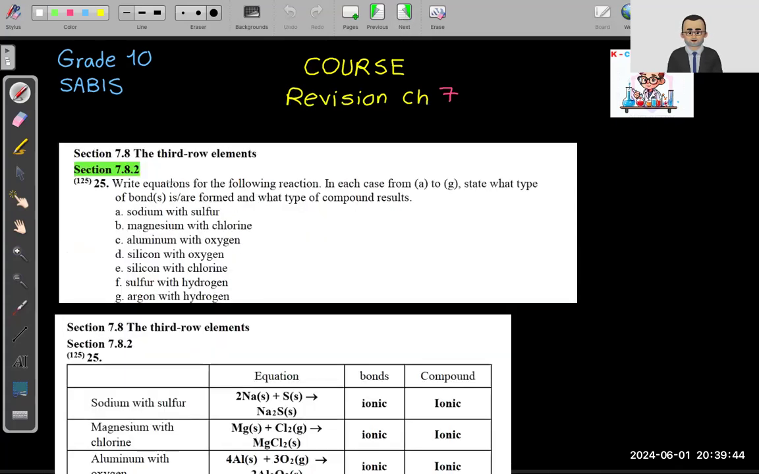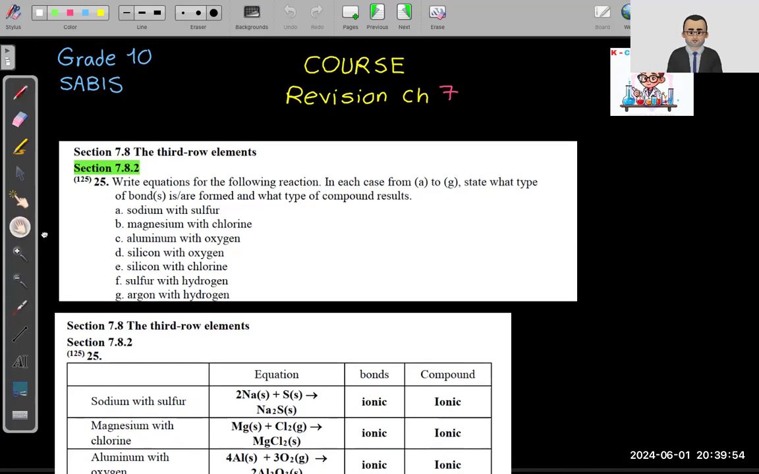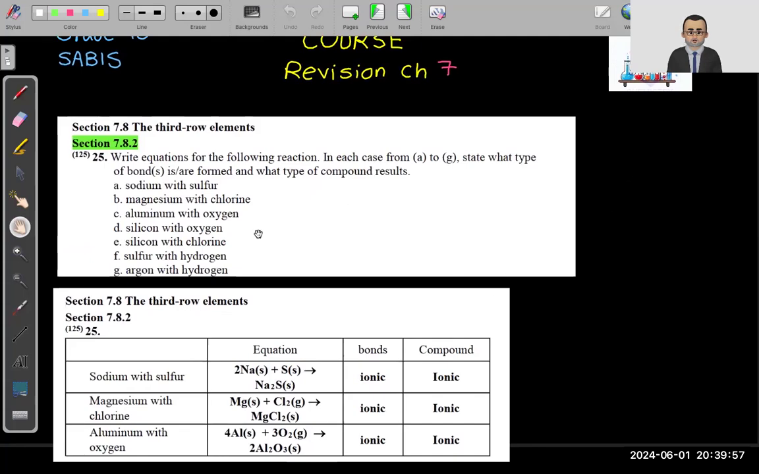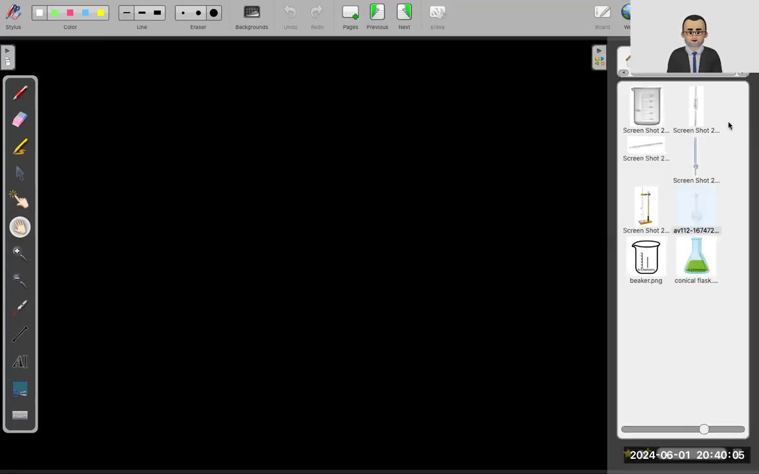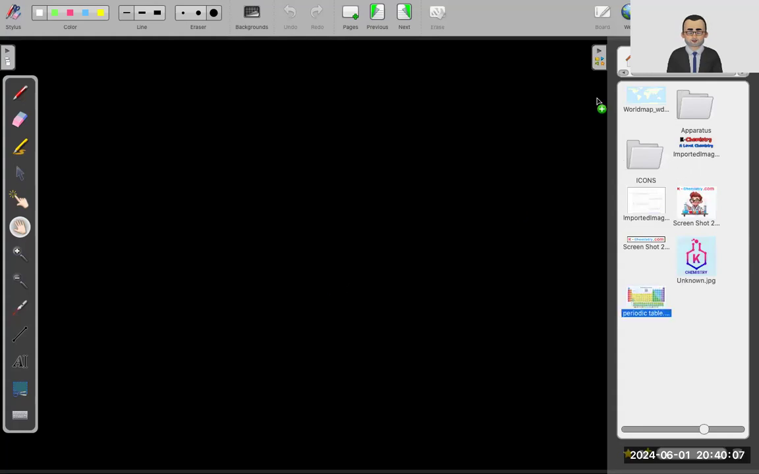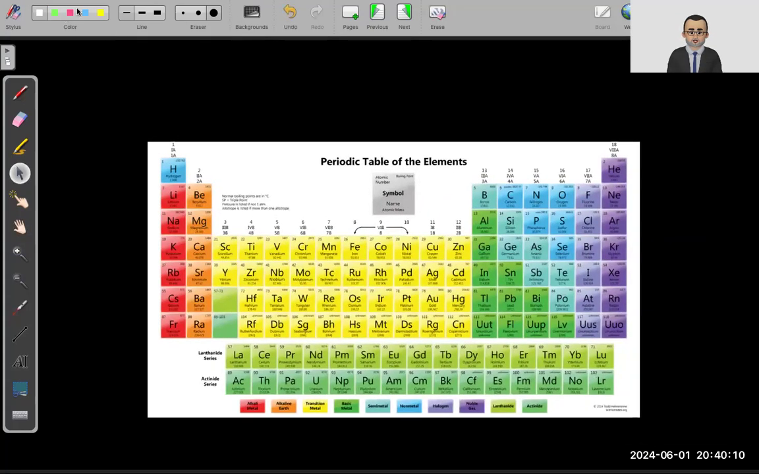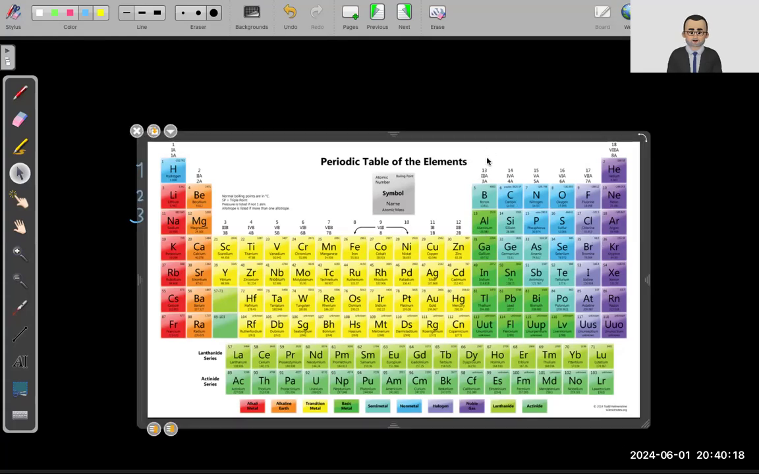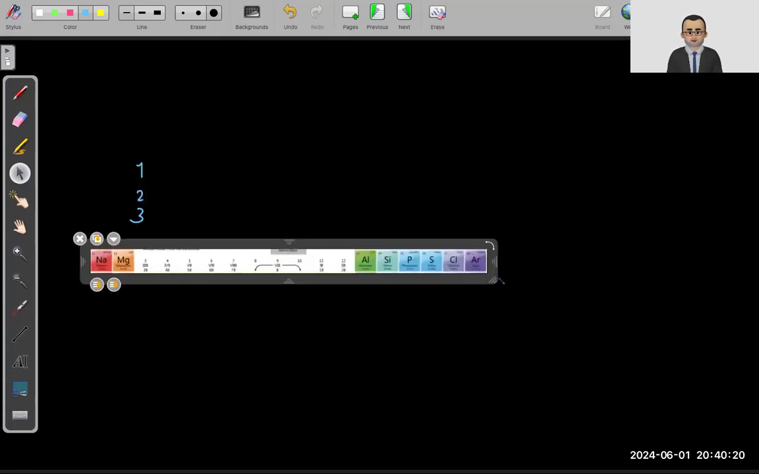Okay. So write an equation for the following reaction in each case from A to G. State what type of bonds are formed and what type of compound results. So what is he reacting with what? He is taking all the elements in period number 3 and reacting them. Where are the third row elements? This is the periodic table and this is the third row, period number 3. This is period 1, 2, and 3. So he is specifically focusing on the elements from sodium until argon, and will react them.